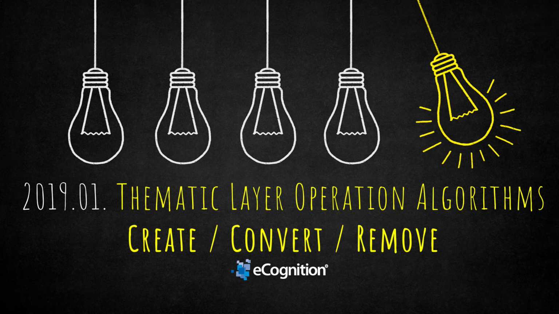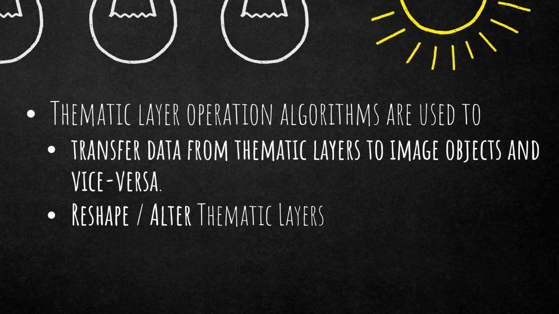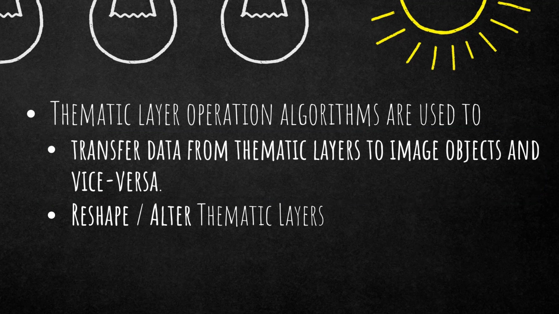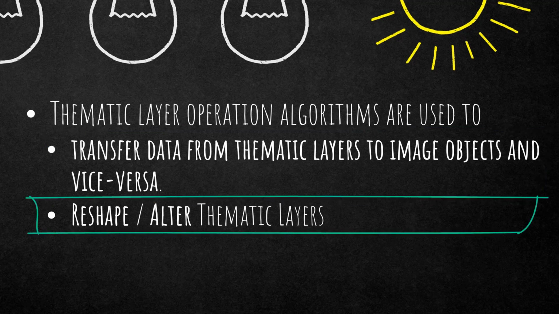So we're going to have a look at how you can create thematic layers within eCognition, how you can convert different types of thematic layers, and how to remove them from your project. In general, the thematic layer operation algorithms are used to transfer data from the thematic layers to image objects and also vice versa. So you can write information from your thematic layer into image objects and also the other way around.